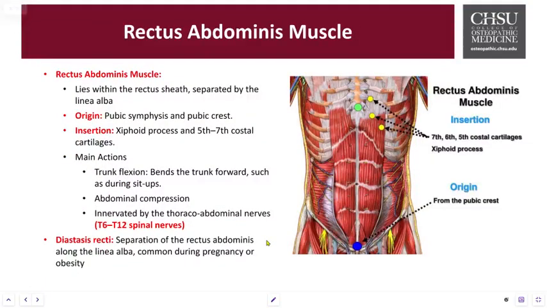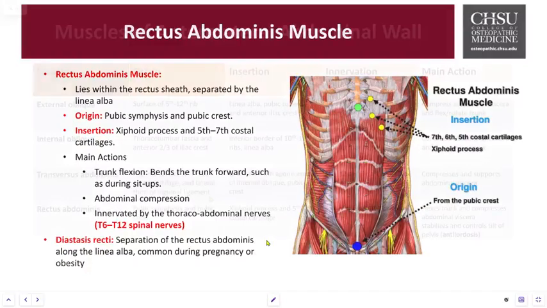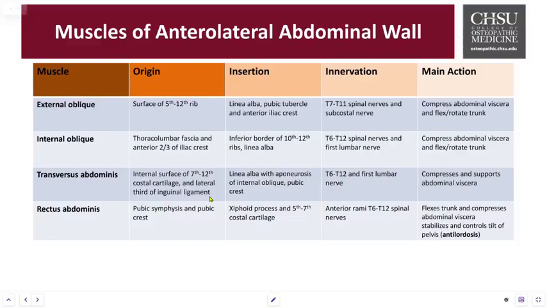Then we have the rectus abdominis. This one lies within the rectus sheath, separated by the linea alba. The origin is from the pubic symphysis and pubic crest, and it inserts to the xiphoid process and also the 5th to 7th costal cartilages. The main action is trunk flexion, so bending the trunk forward, doing sit-ups, and it is innervated by the T6 to T12 spinal nerves. And we went over diastasis recti, where it splits as a result of stretching alongside the linea alba. Now here is a snapshot of the key muscles: the origin, insertion, innervation, and the main action.